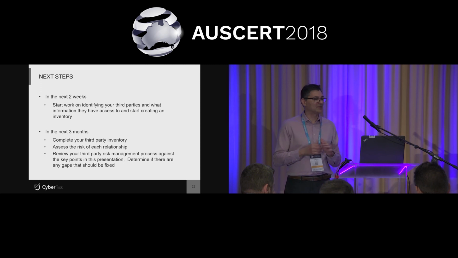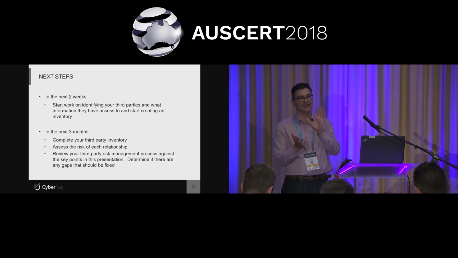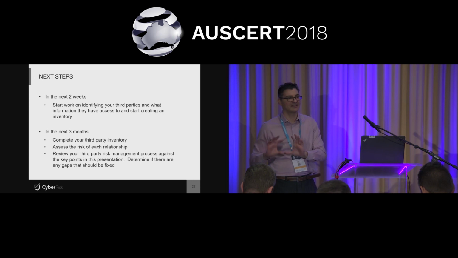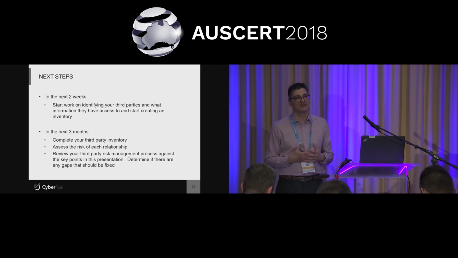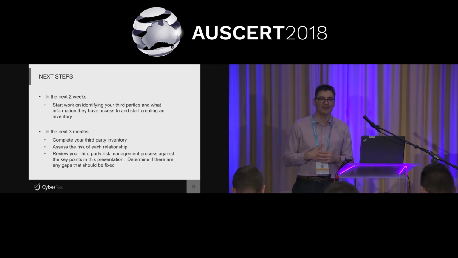In about 3 months, you should have completed your third-party inventory. Have a go at assessing the risk of each relationship. So have a look at that AUSCERT in terms of the value of the information versus the value of the activity that they're performing. Review your third-party risk management process against the key points in this presentation. Get a copy of NIST. Have a look at the control objectives and the measures that they recommend. Do a self-assessment or an audit and determine if there's any gaps that you need to fix.